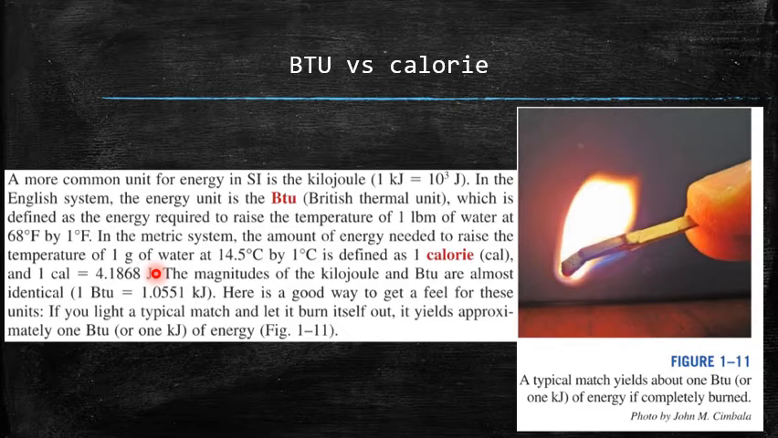To illustrate the British thermal unit or the kilojoule, in this figure, a typical match yields about 1 British thermal unit or 1 kilojoule of energy if completely burned. So if we let this match burn completely, the heat energy released from this combustion process will be about 1 British thermal unit or 1 kilojoule.